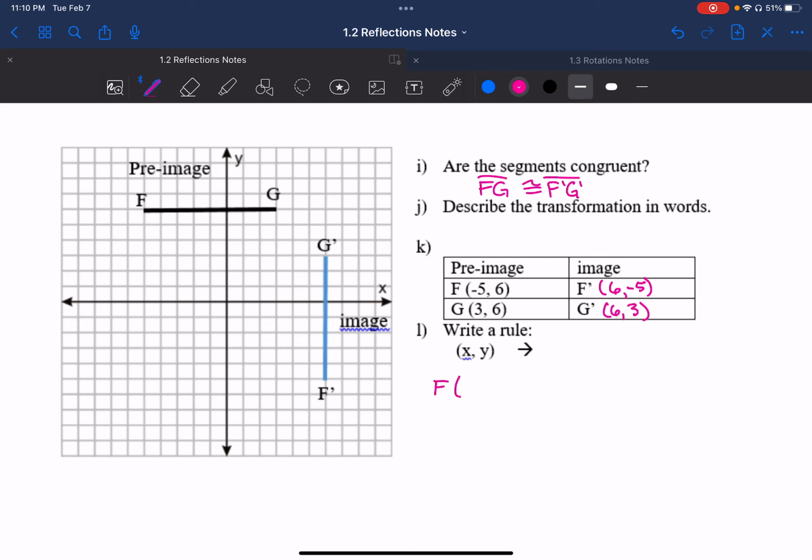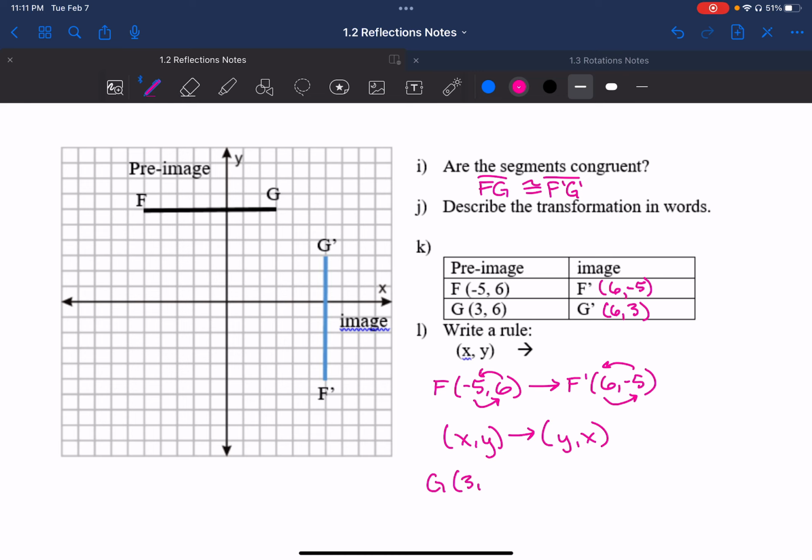So now I need to think, how do I go from F is negative 5, 6 to F prime is 6, negative 5? Go ahead, pause the video and think about this for a second. And hopefully you come to the conclusion pretty quickly that, well, I just seem to have taken these and switched them. That these are just flipped. So it seems to me that my rule is going to be x, y becomes y, x. I'm just flipping the values.